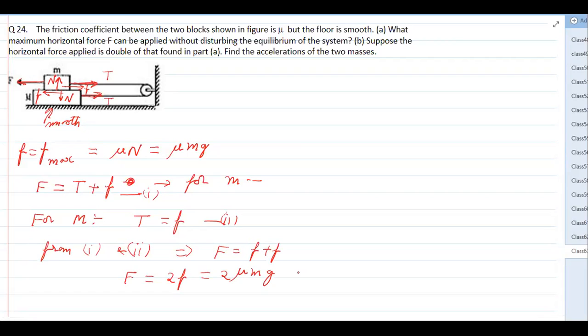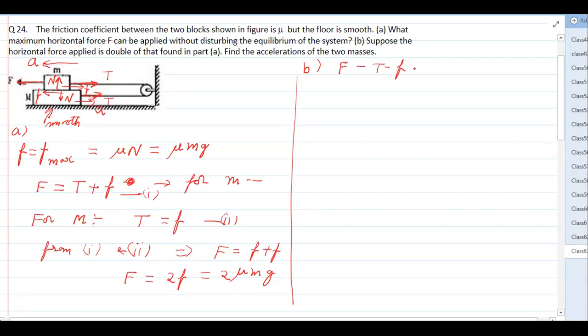Now the second part: suppose the horizontal force applied is double of that in part A, then what will be the acceleration? This was part A, and this is part B. In part B, we have to consider acceleration now, which means we will not just balance the forces here. If we consider acceleration, this one will move leftward with a, and this one will move rightward with a. So we can write F minus T minus small f, capital F leftward, tension rightward, friction rightward, equal to mass into acceleration.